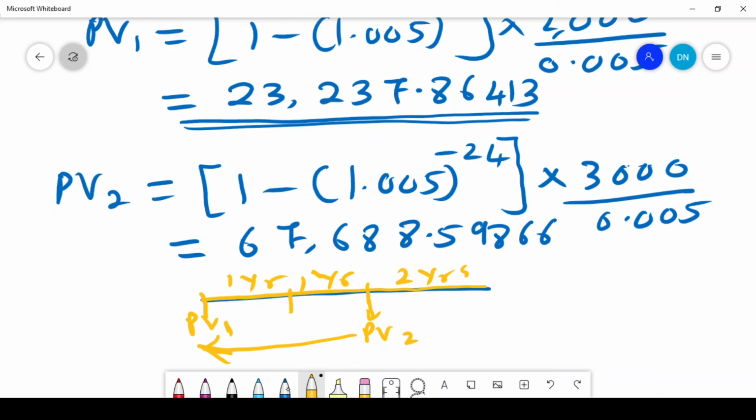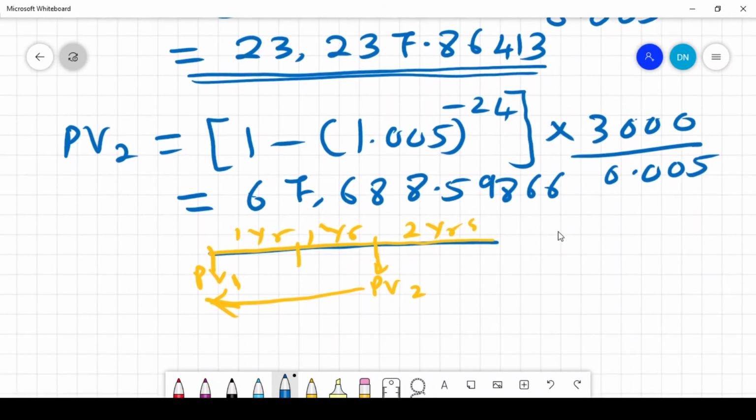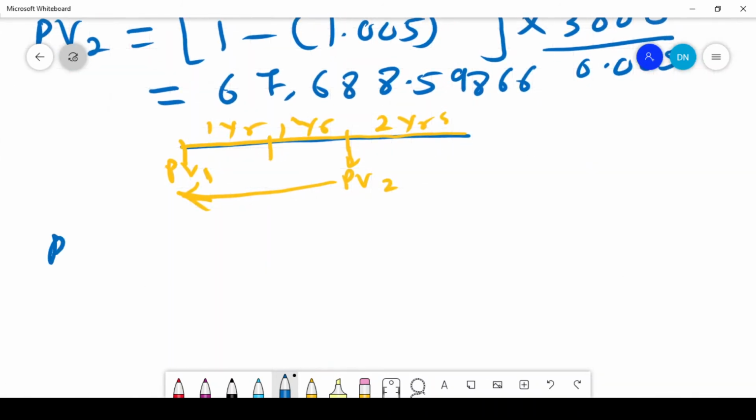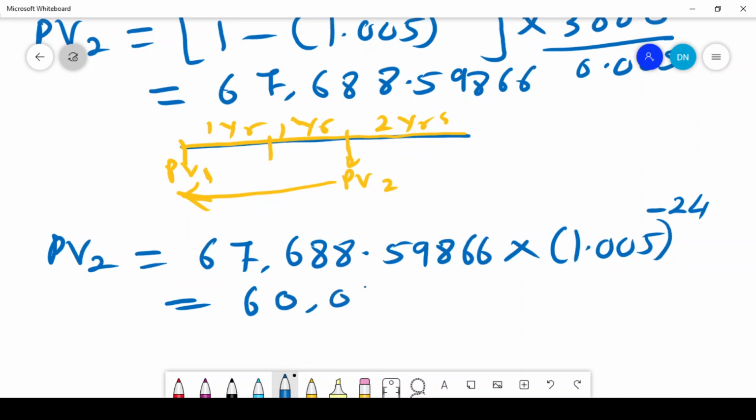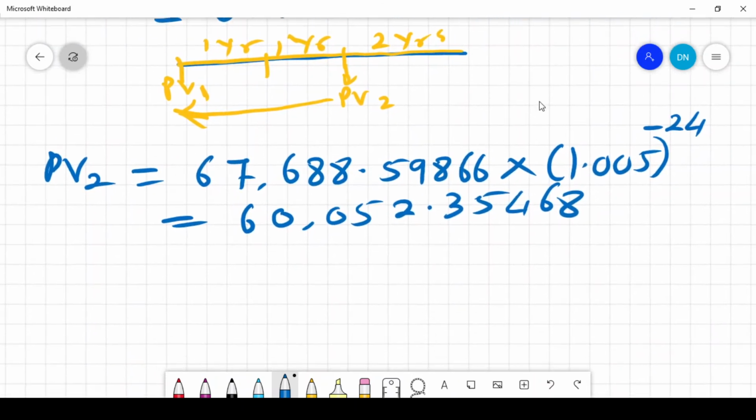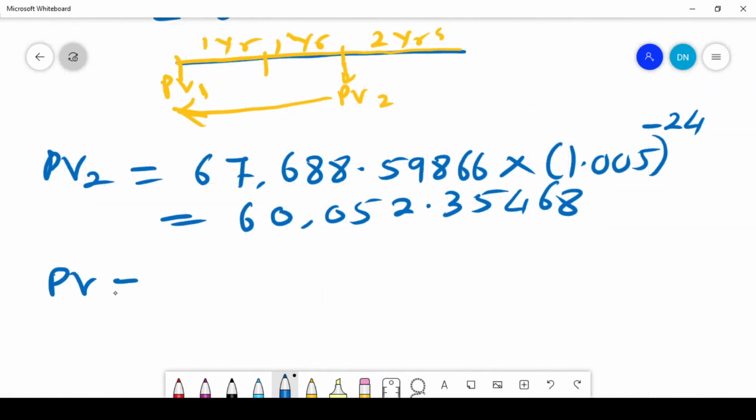And therefore, what does that mean? That the actual figure that we have for PV2 will be equal to 67,688.59866 times 1.005 raised to power negative 24. 2 years, 1 year 2, which is negative 24, and that will give us 60,052.35468.